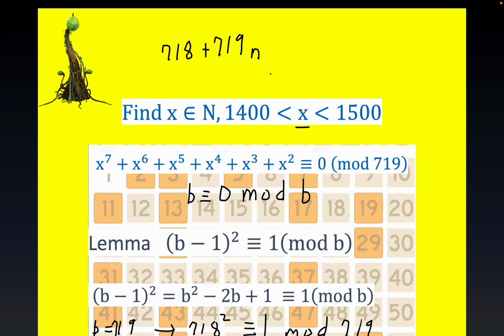Folks, so notice if we choose n equals 1 right here, let me just write n equals 1. We're seeking a number in this range. So that'll be 718 plus 719, and that sums up to 1437, which is a number between 1400 and 1500.